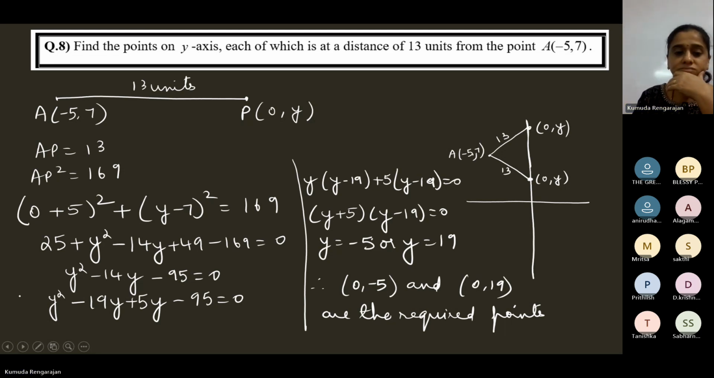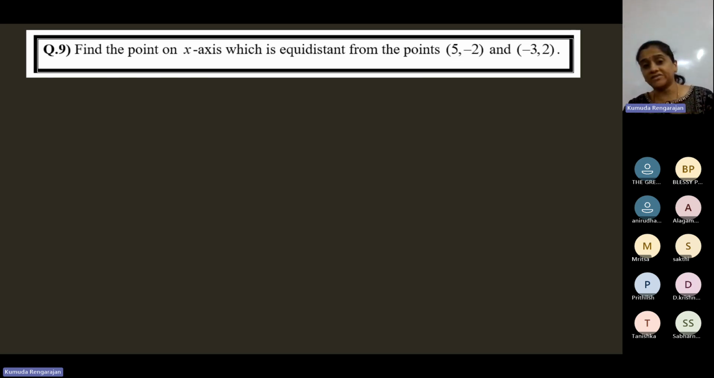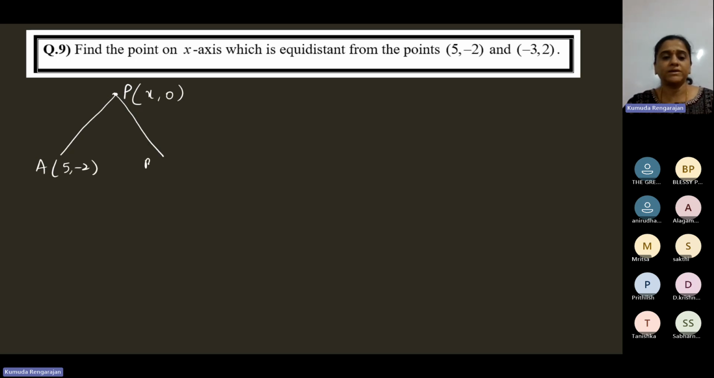Correct? Okay. Every question is different. Find the point on the x-axis, which is equidistant from this and this. So there is a point P on the x-axis given by the address x comma 0, and that is equidistant from A 5 comma minus 2 and B minus 3 comma 2.